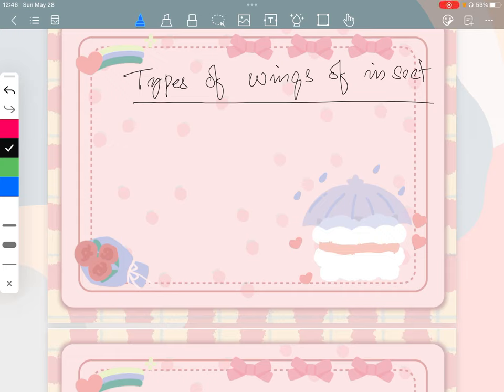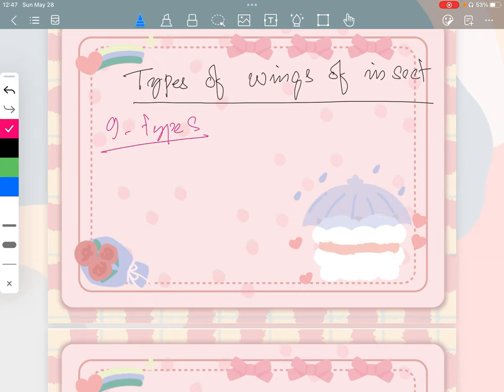So hello guys, here in this video, we are going to learn types of wings of insects and how to memorize it. We are going to see a trick. There are 9 types of wings in insects.